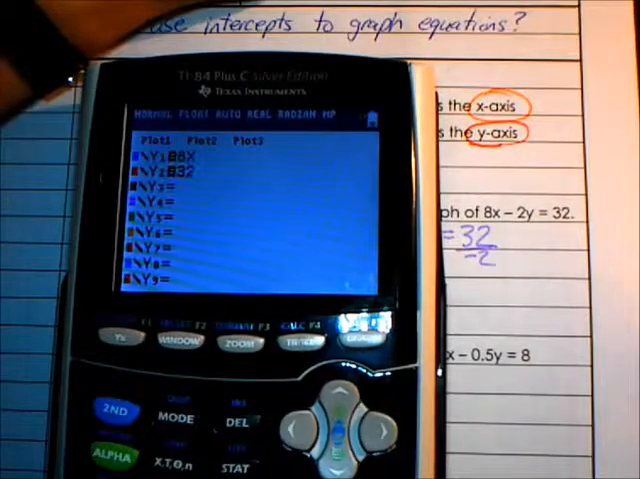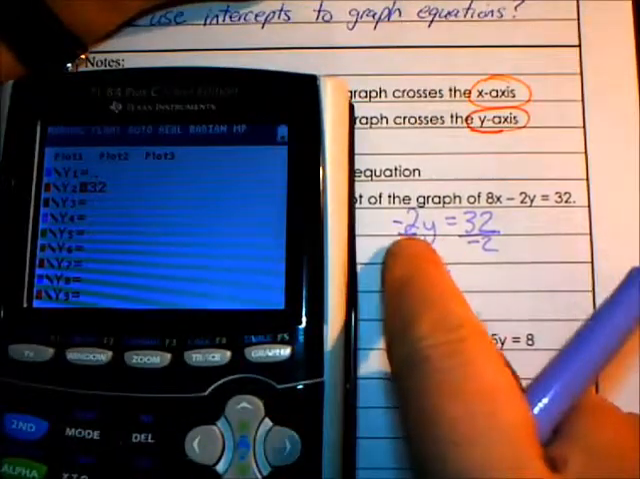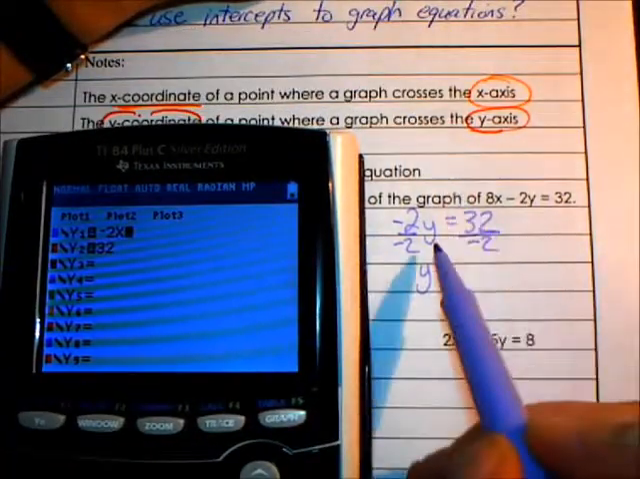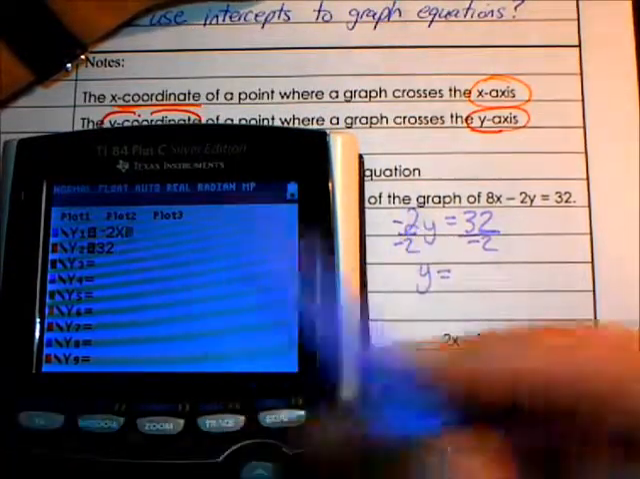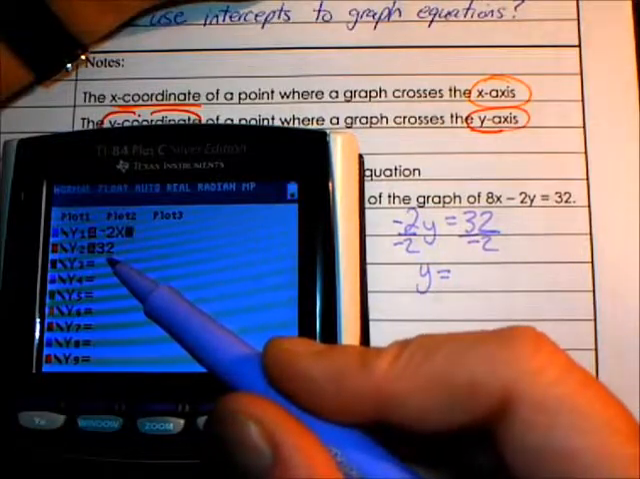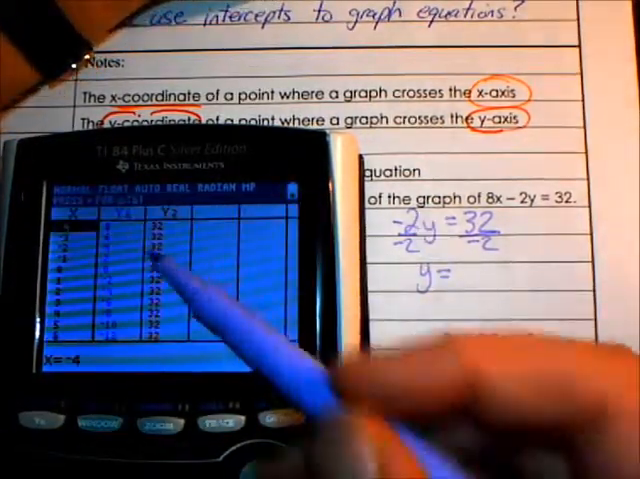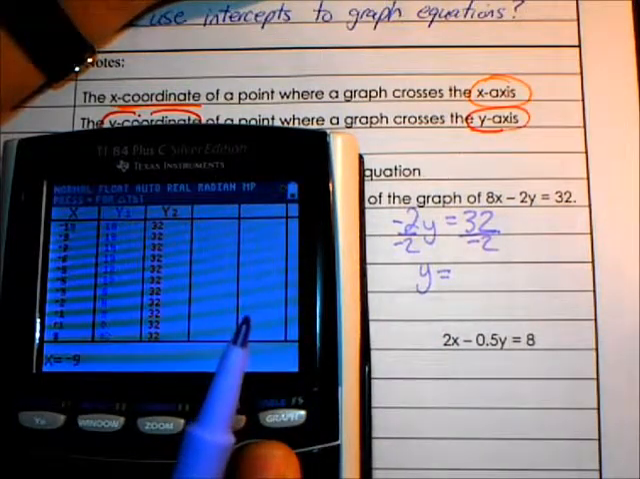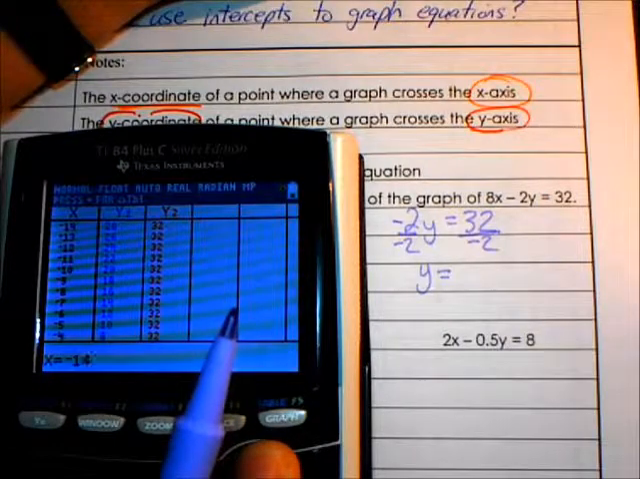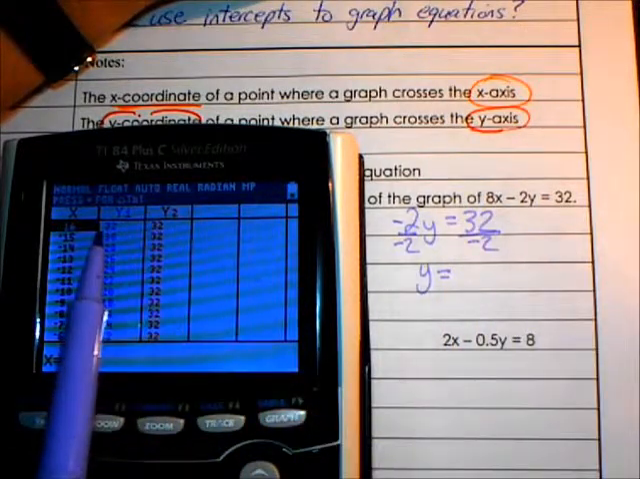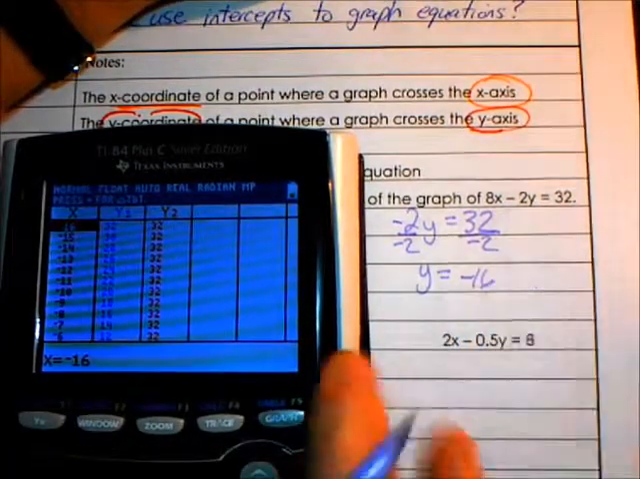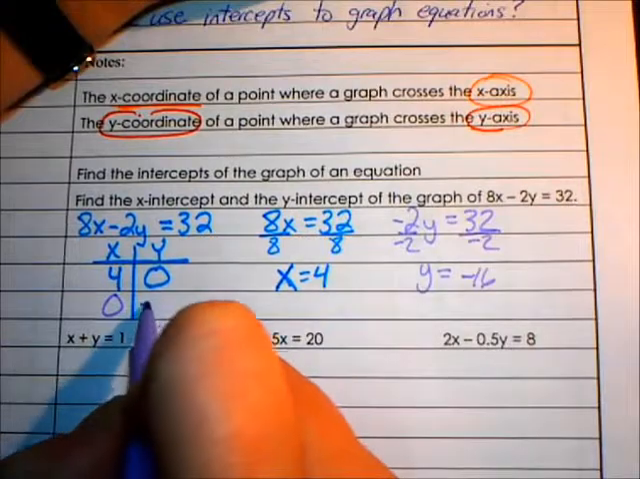If you don't like doing this problem, remember you can always go back to your calculator. This time I'm going to put in negative 2, and make sure you always put an x, even though this has a y in my equation. The y2 is still going to be 32. If I go back to my table, I've got to look for 32. Let me scroll up. And right there at the top, I have 32 and 32, and my answer here is negative 16. So the y is negative 16.